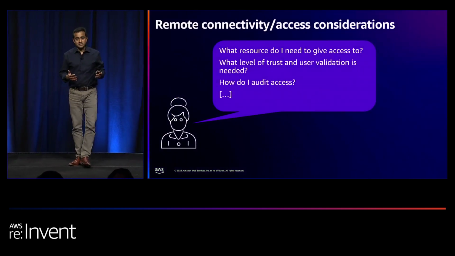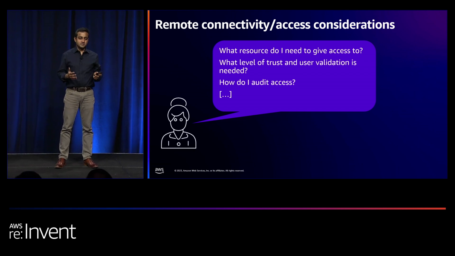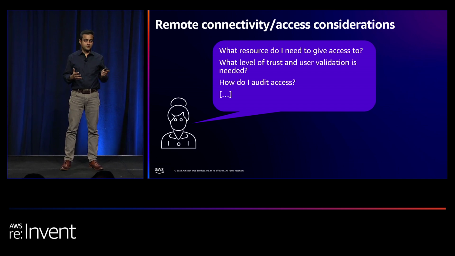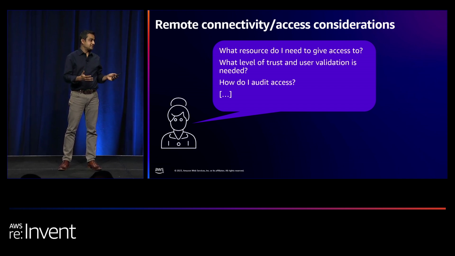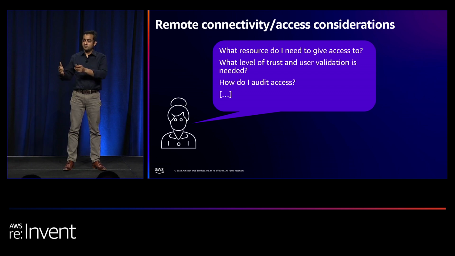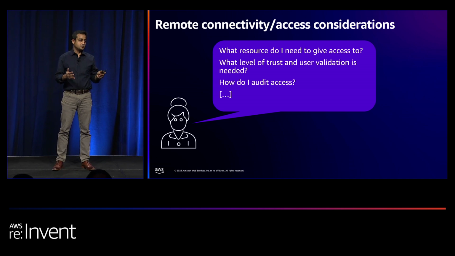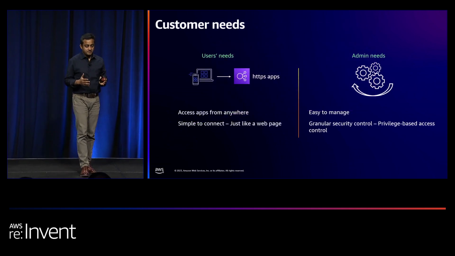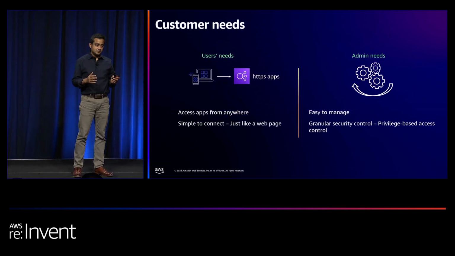So as Tom said in the beginning, when you consider access to a resource, you have to consider three things. First, what's the resource? In this case, it is an HTTP application. The second thing is what level of trust or verification you need to do for a user to allow them to access the application or resource. And the third thing is what is your audit criteria, right? So we will look at HTTP applications through these lenses.